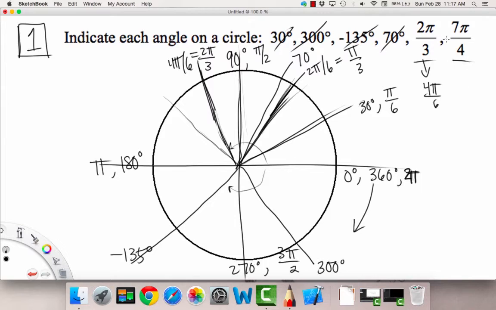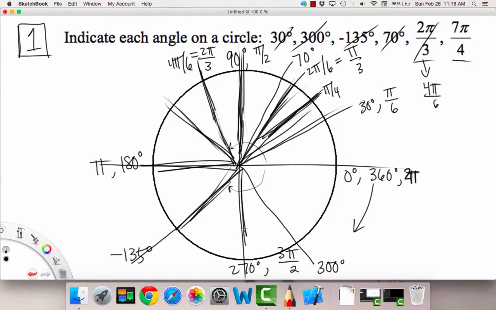And now for the last one, we just have 7 pi over 4. We know pi over 4 is half of pi over 2. So here's pi over 4, our normal one. Let's count by pi over 4s. This is 1 pi over 4, the one that I just drew. 2 pi over 4 is straight up and down. 3 pi over 4 over here. 4 pi over 4, 5 pi over 4, 6 pi over 4, and finally 7 pi over 4 is right halfway in between 3 pi over 2 and 2 pi. So here's our 7 pi over 4.